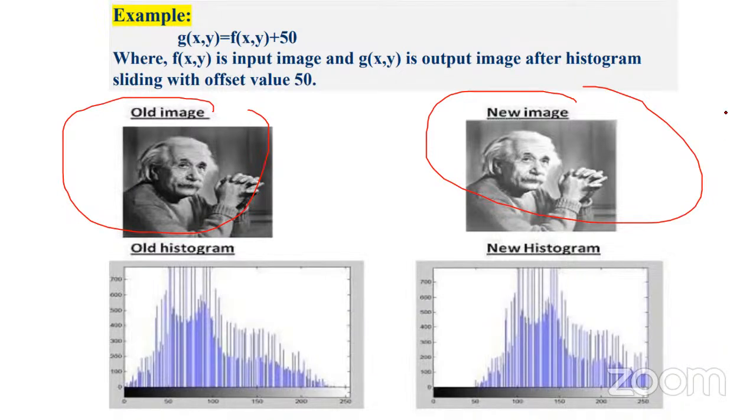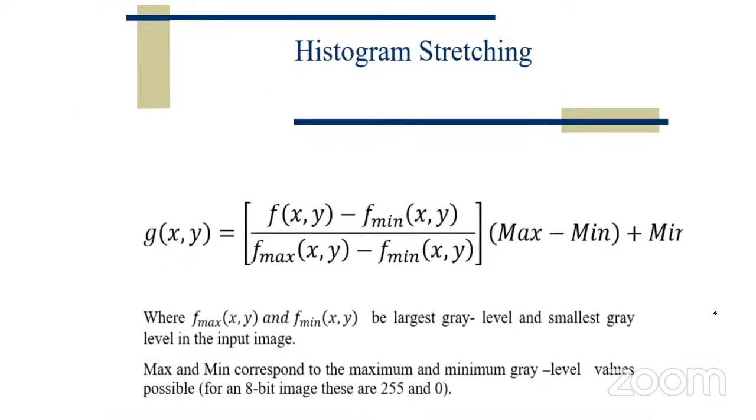So old image, new image, and old histogram and new histogram. We are able to find the distribution of the pixel values across the input image. This is a very simple technique. It's not that good for contrast enhancement, but this is also one of the simple techniques, histogram sliding. By using that, we can enhance the contrast of the input image.